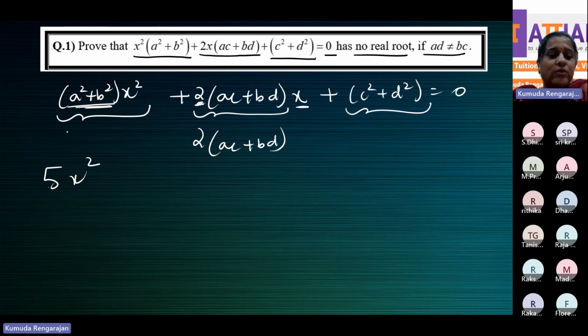What is the coefficient of x square? This is the coefficient of x square. And the constant is the one which does not have an x square or an x term in it. So you can see here, c square plus d square. There is no x or x square. So this is the constant.